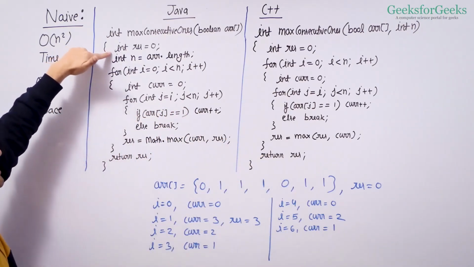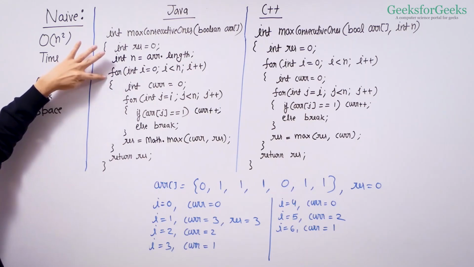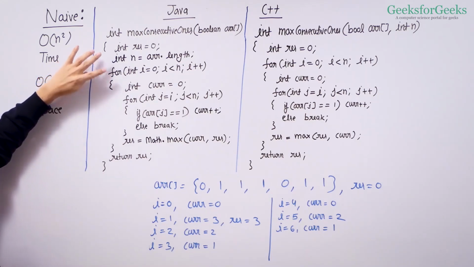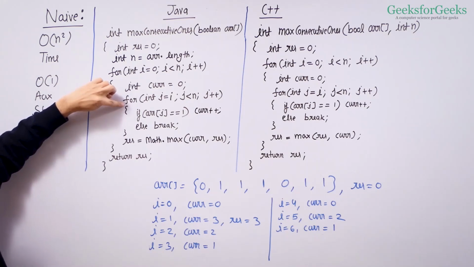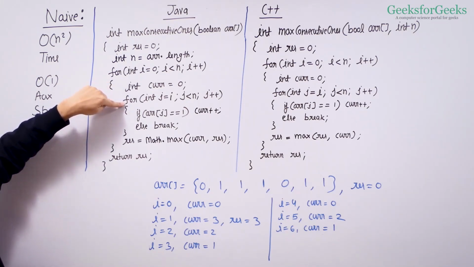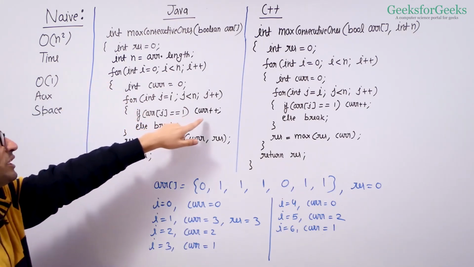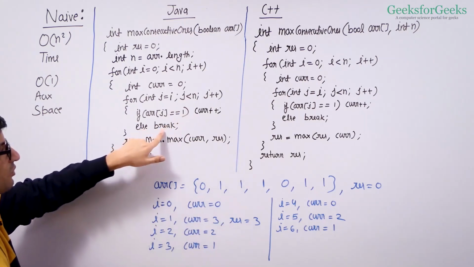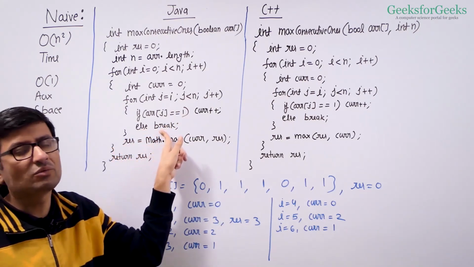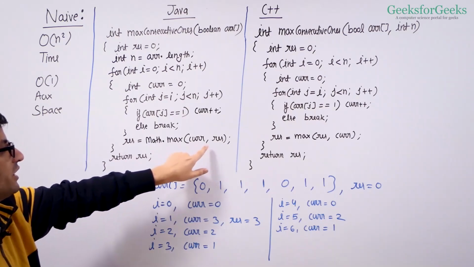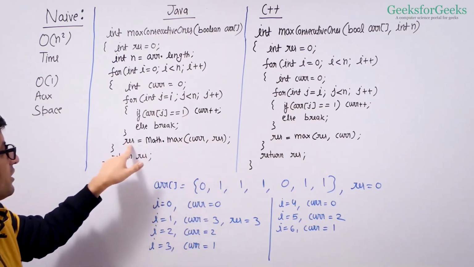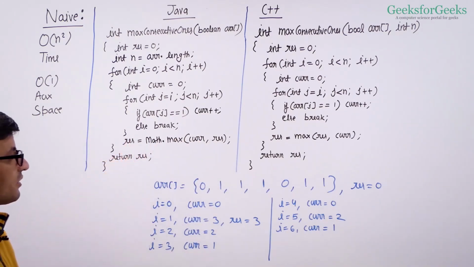We are first initializing result as 0. Then we are traversing through every element. For every element, we are initializing the current count as 0. Then we are counting how many consecutive ones we have beginning with this element. If we get a 1, we increment the current count. Otherwise, we break the loop. As soon as we find a 0, we break the loop. And at the end, we check if current count is greater than result. If it is so, we update the result. And finally, we return the result.